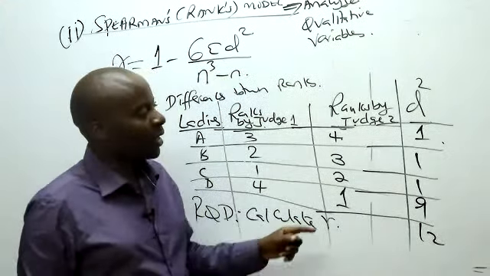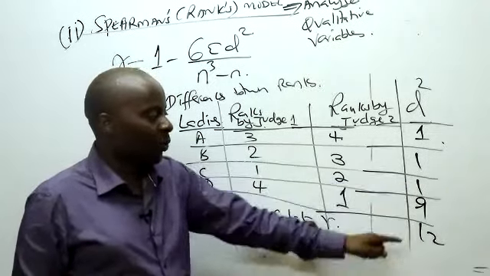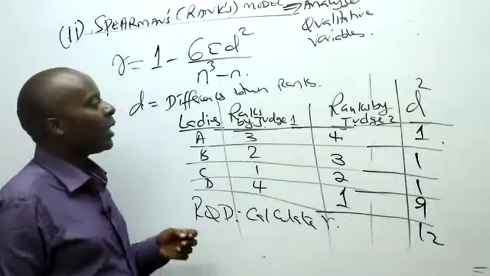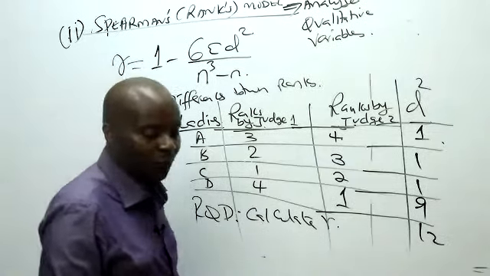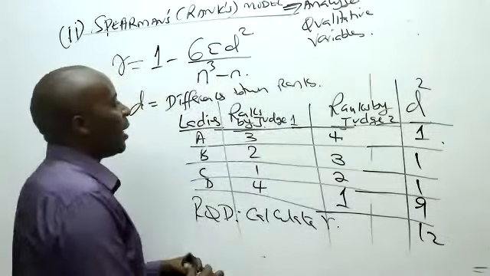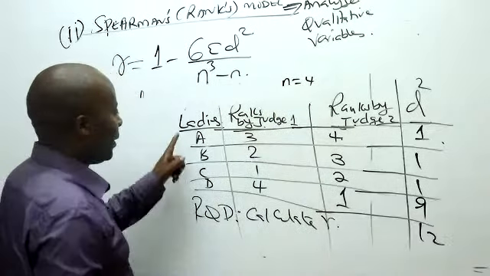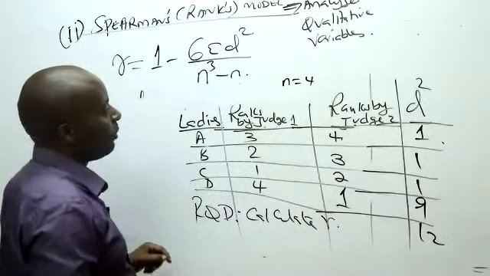Summation of d squared, I'm able to see a figure of 12 when you add the 4 figures. So ladies and gentlemen, the next thing I would want you to give me very fast is the n. n represents the number of objects, the number of items. In this case, it will be the number of ladies who are being analyzed. So number of ladies here, how many do we have? There are 4. We have 1, 2, 3, 4.